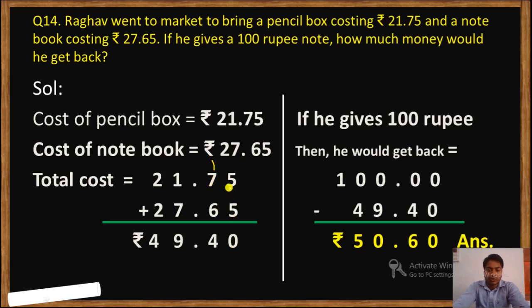Okay, 5 plus 5, 10. Then 7 plus 1, 8, plus 6, 14. For 4 we will write here and 1 carry for this column. Okay, now 1 plus 1, 2, plus 7, 9. Now 2 plus 2, 4. Okay, so this is the total amount Raghav has to give to the shopkeeper.